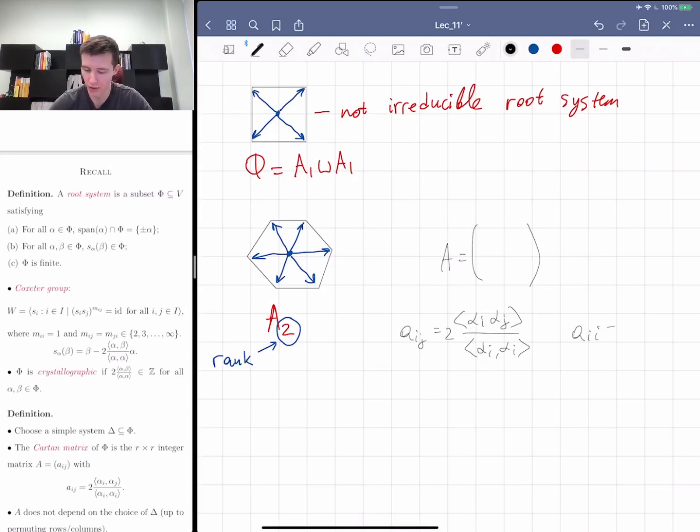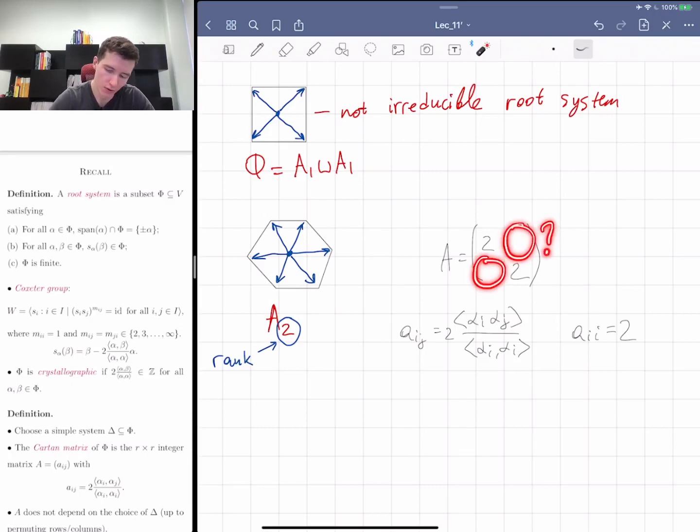And if you, well, first of all, Aii is equal to what? If i is equal to j, then these two things just cancel out, and then you get 2. So the diagonal entries of any Cartan matrix are just 2. So here I'm going to have 2 2's. Okay, but what are these off-diagonal entries?